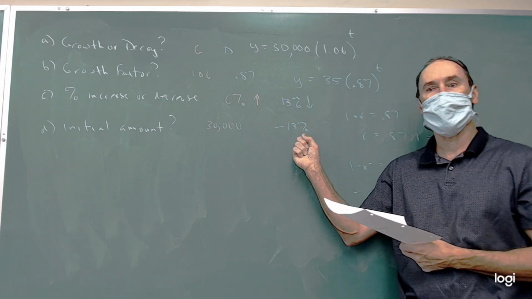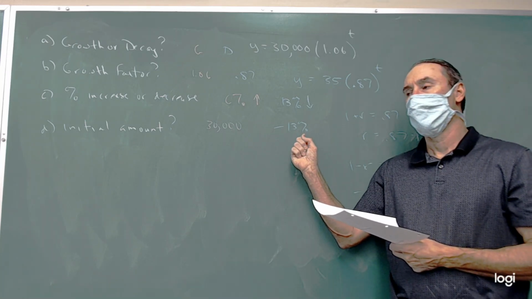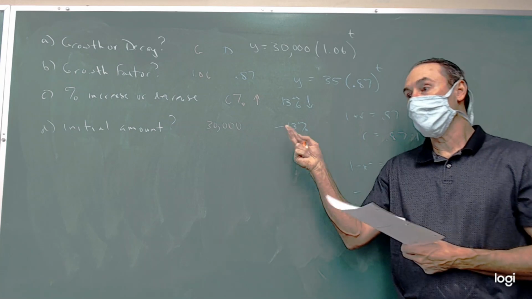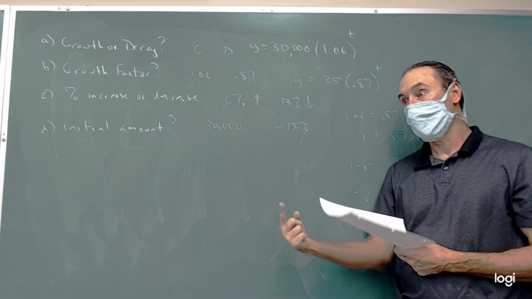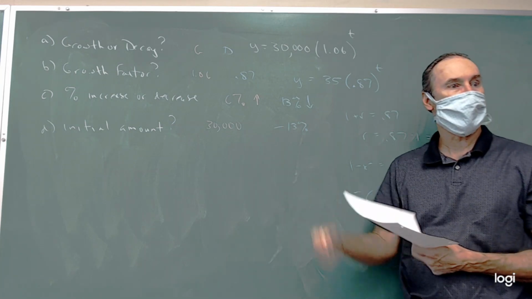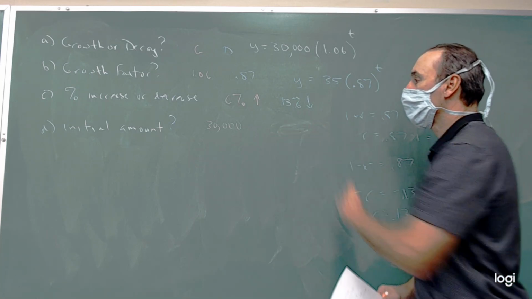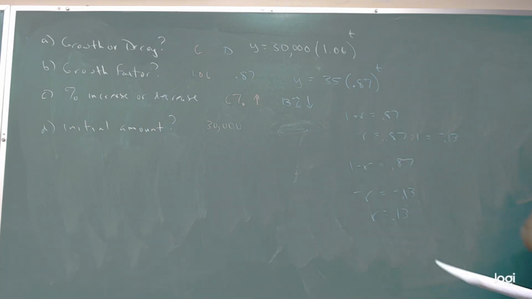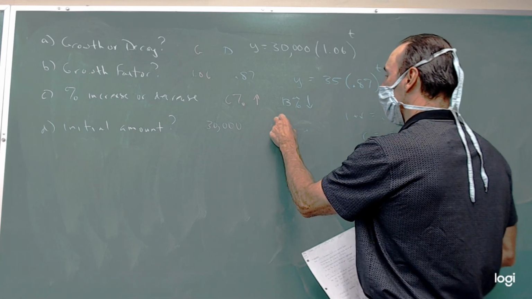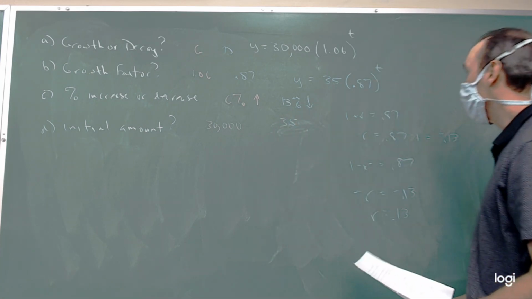Why would that not be correct? Yeah, it's a double negative, right? So decreasing by a negative 13 really means increasing by 13. So just be careful how you say that. Okay, and what was the initial amount? 35. Okay, so let me give you another one.